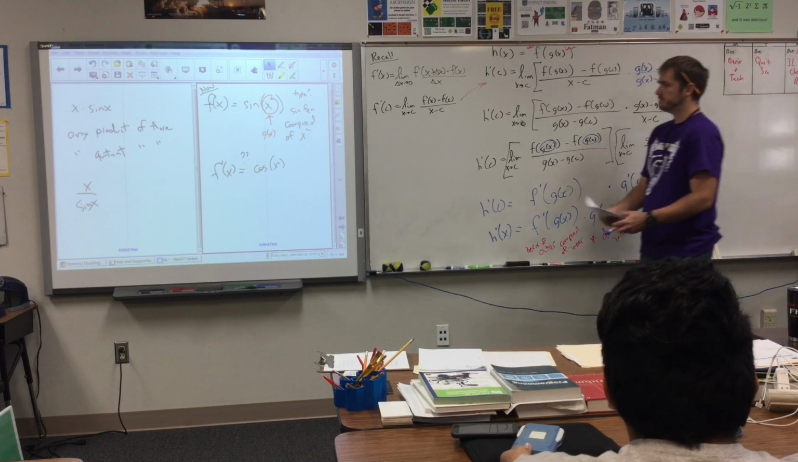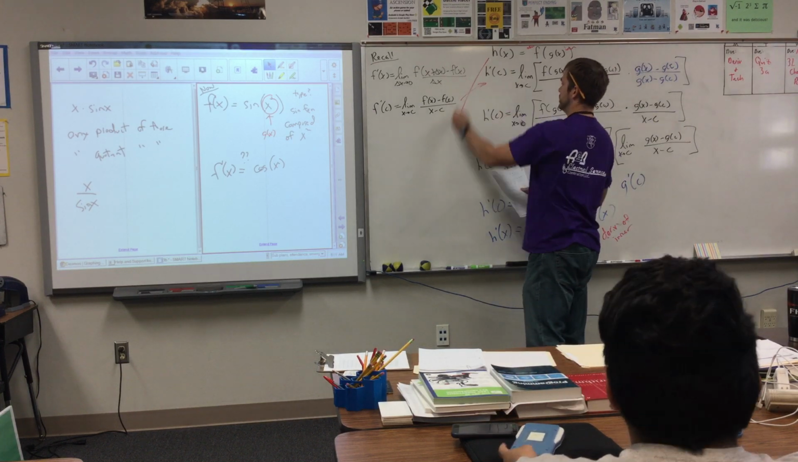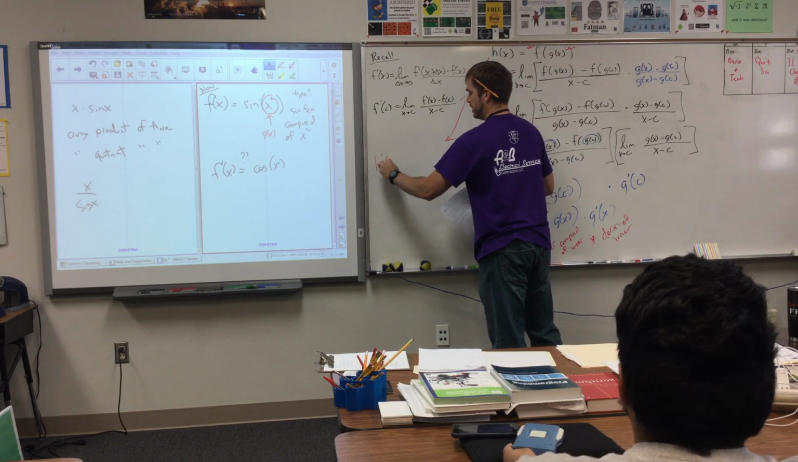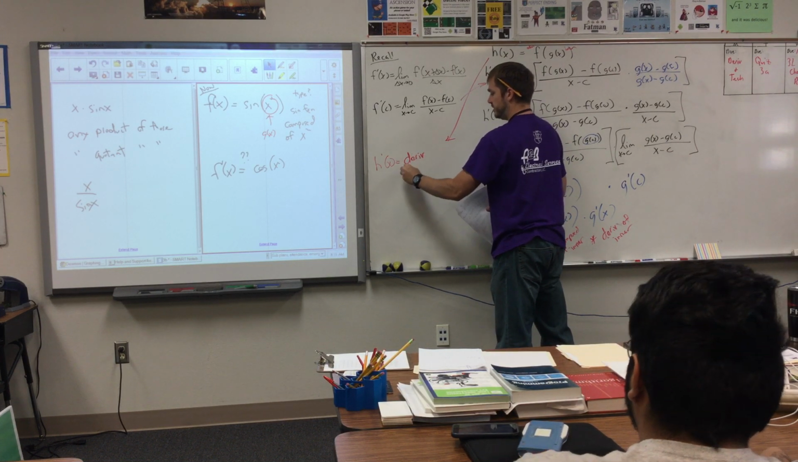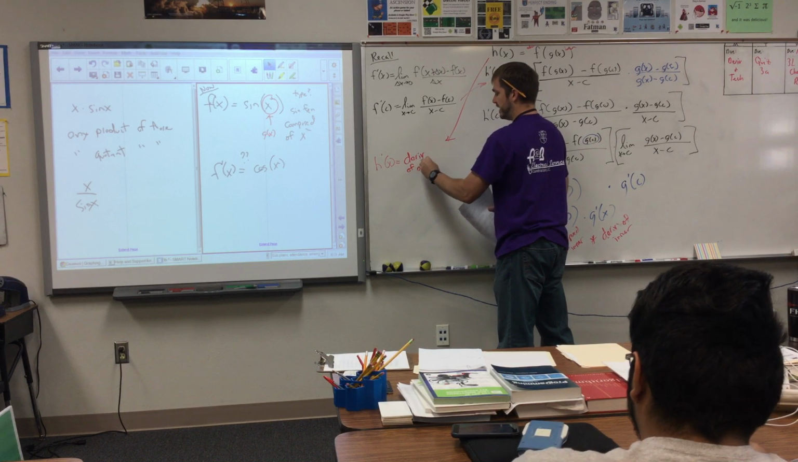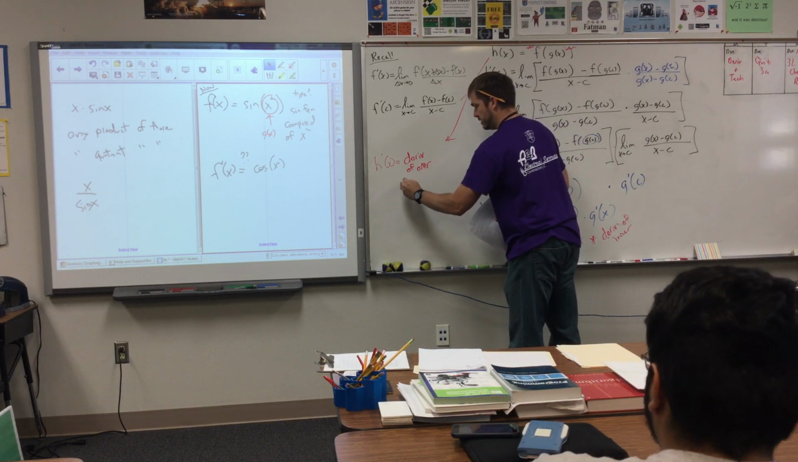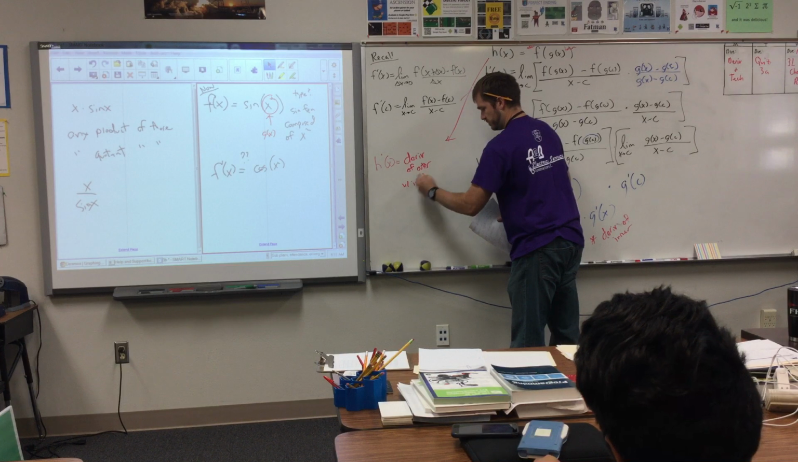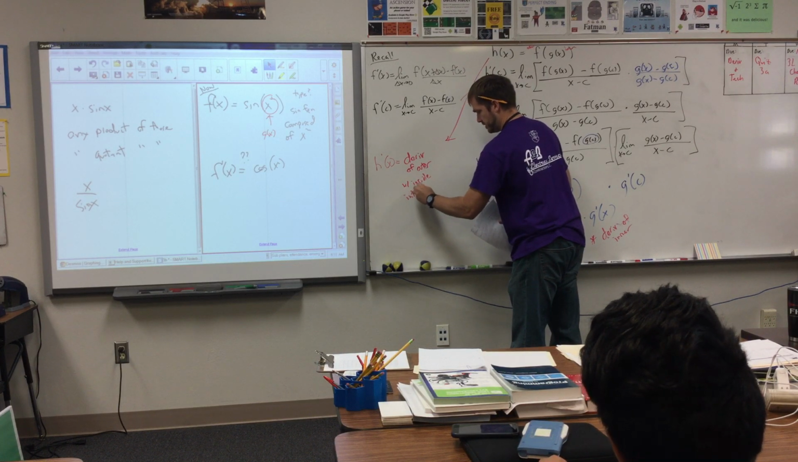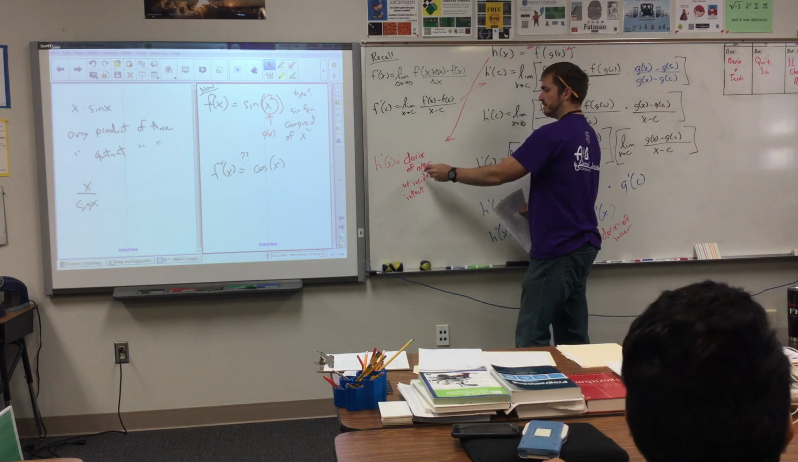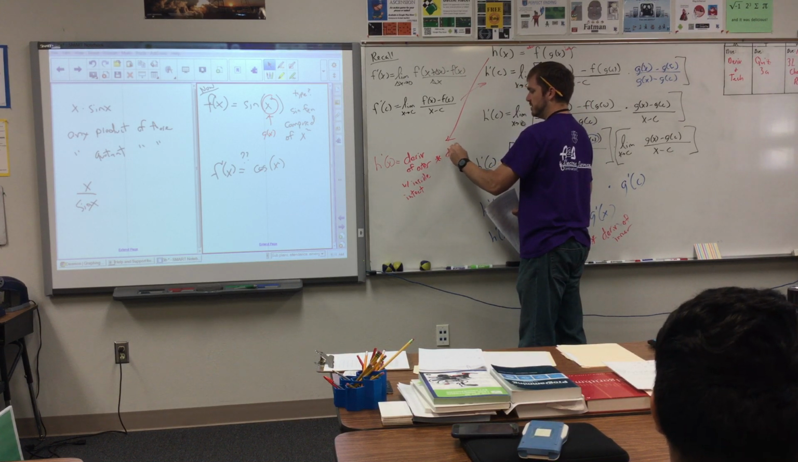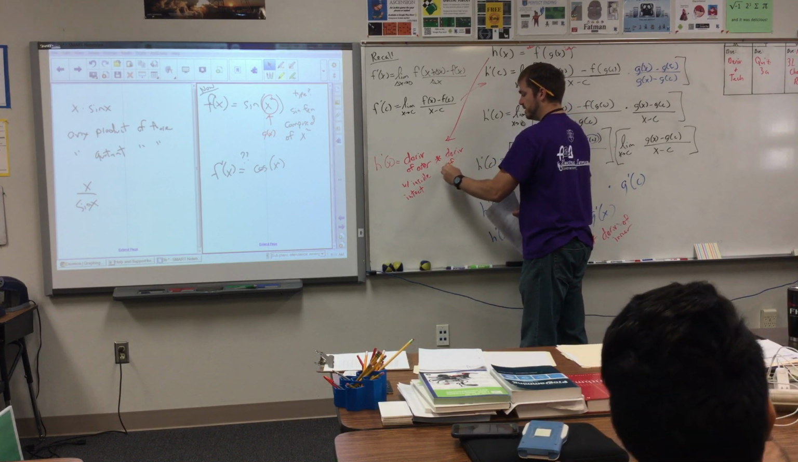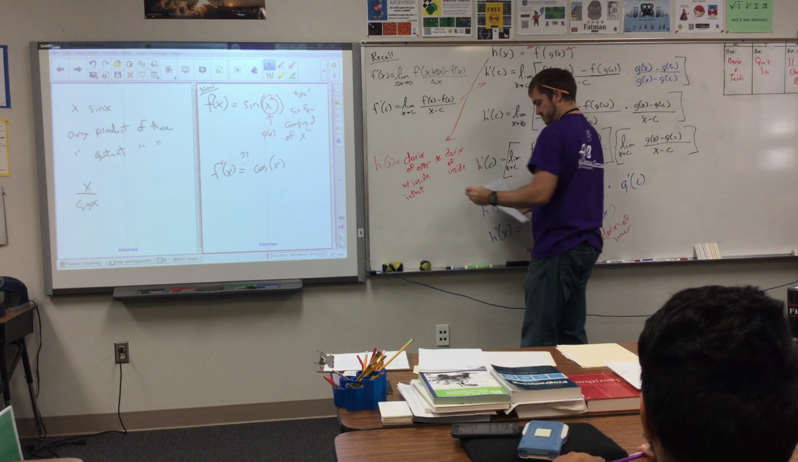I'll write that down for you. H prime of x equals the derivative of the outer. So it's kind of like the first times the second derivative, something like that. It is kind of. It's the derivative of the outer with the inside intact, times the derivative of the inside.